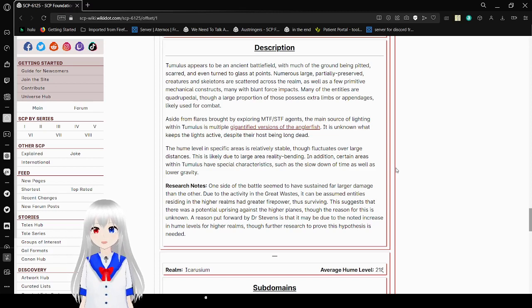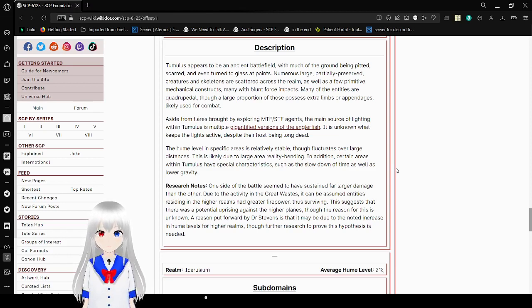The human level in specific areas is relatively stable, though fluctuates over large distances. And this is likely due to a large area of reality bending. In addition, certain areas within Tumulus have special characteristics, such as the slowdown of time, as well as lower gravity. Research notes: one side of the battle seemed to have sustained far larger damage than the other.